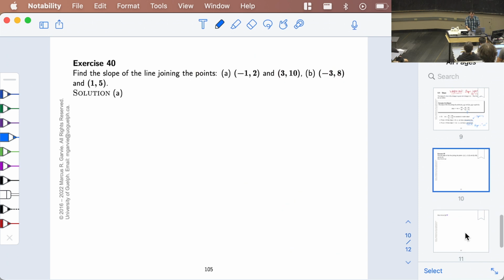So let's do an example. Here's the example. Part A, we have 2 points, negative 1, 2, and 3, 10.